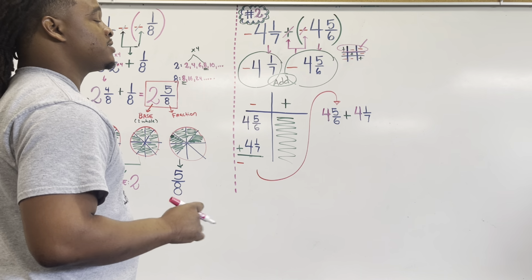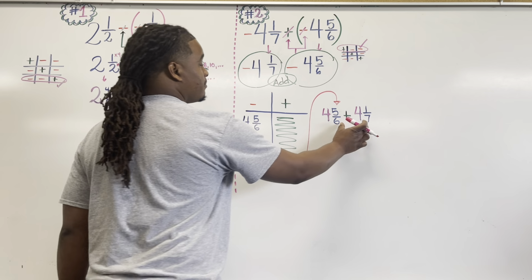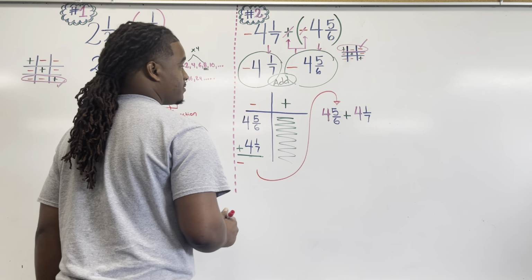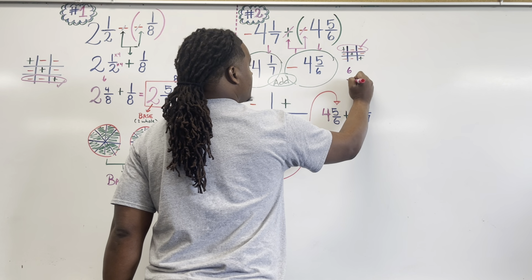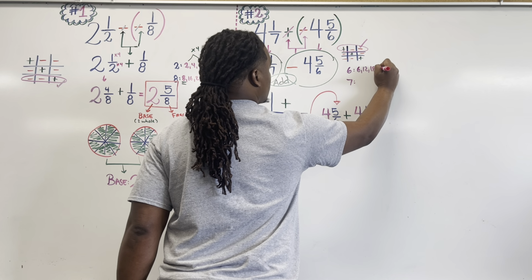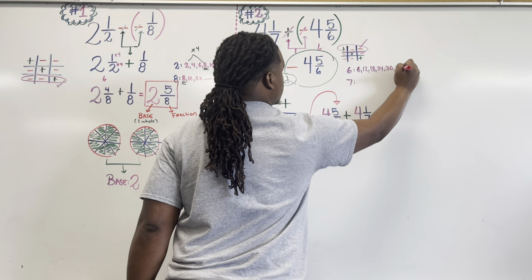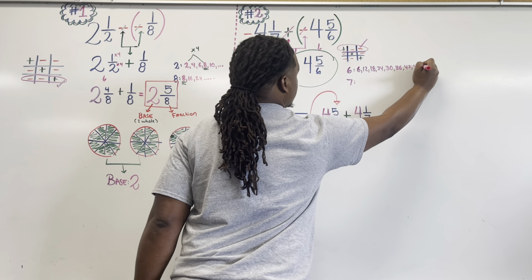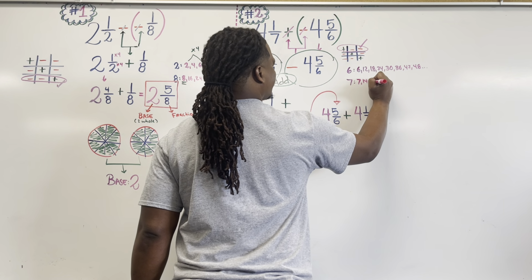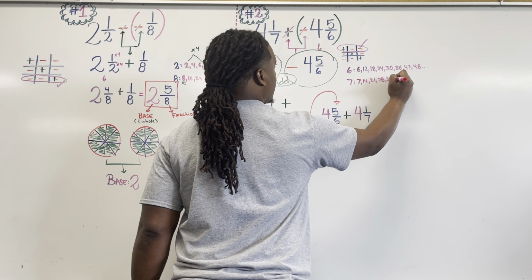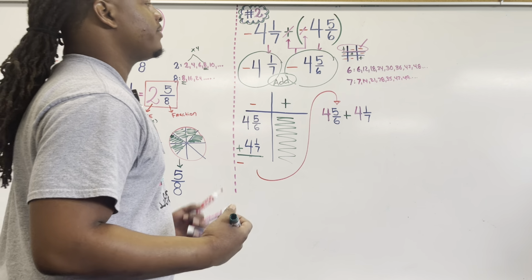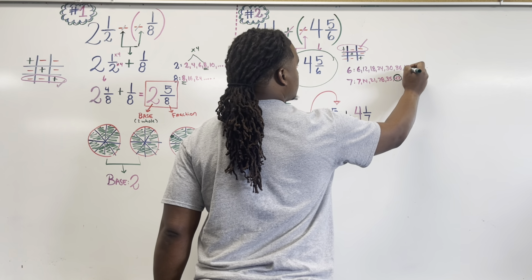Once again, guys, in order for us to add fractions, the denominators have to be the same, okay? I have a denominator of 6 and a denominator of 7. So let's find the least common multiple of 6 and 7. I'm going to count up by 6: 6, 12, 18, 24, 30, 36, 42, 48, and so on. Now, let's count up by 7s: 7, 14, 21, 28, 35, 42, 49, and so on. The only number so far that I see within both sets is 42.